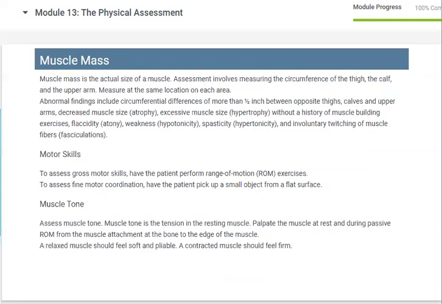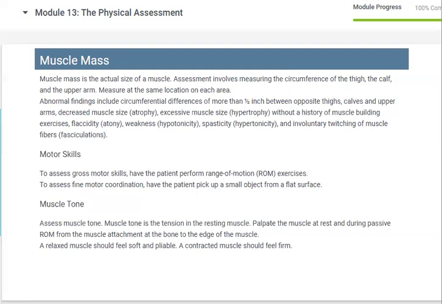Muscle mass. Muscle mass is the actual size of a muscle. Assessment involves measuring the circumference of the thigh, the calf, and the upper arm. Measure at the same location on each area.